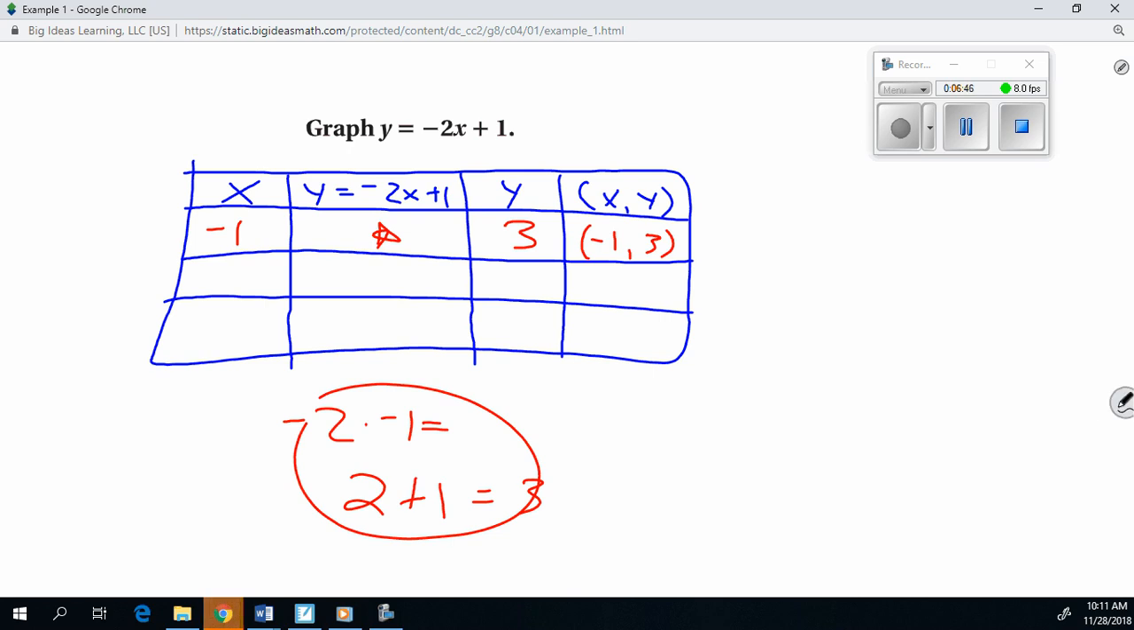I always like to have 0 on there because we want to see if it's going through the origin. So if x is 0, which is always easy, this 0 times 2 is 0, plus 1 is 1. So if x is 0, y is 1. So 0, 1 we would plot, right? And then what if x is 2? If x is 2, so 2 times 2 is 4. 4 plus 1 is 5. So our x is 2, and y is 5.